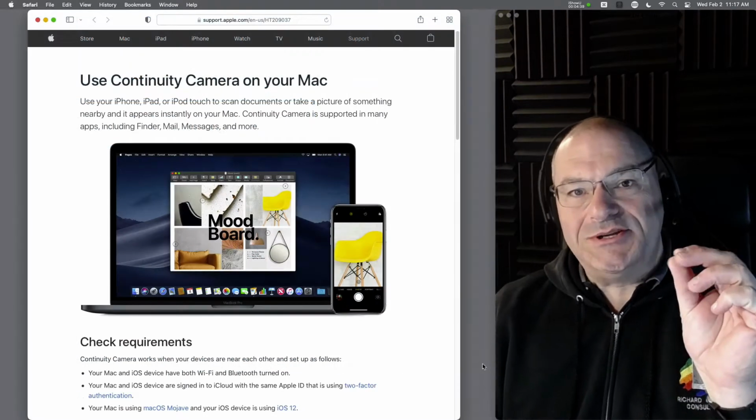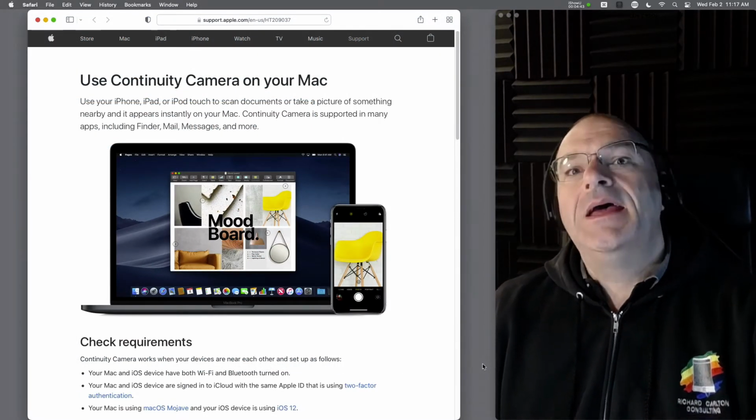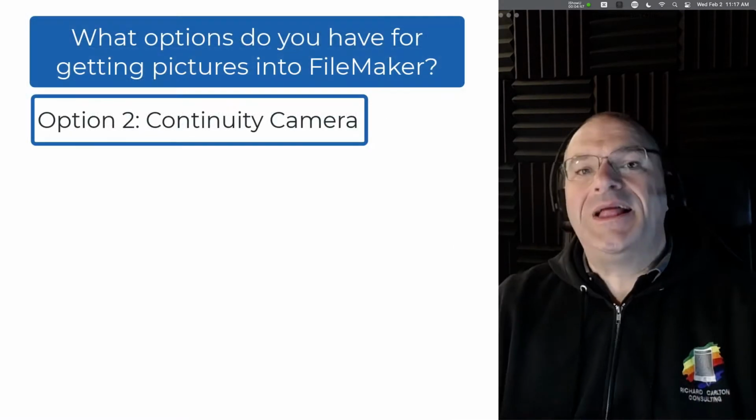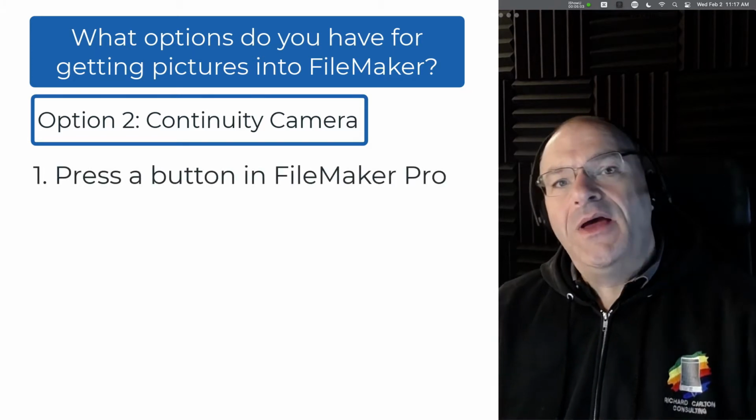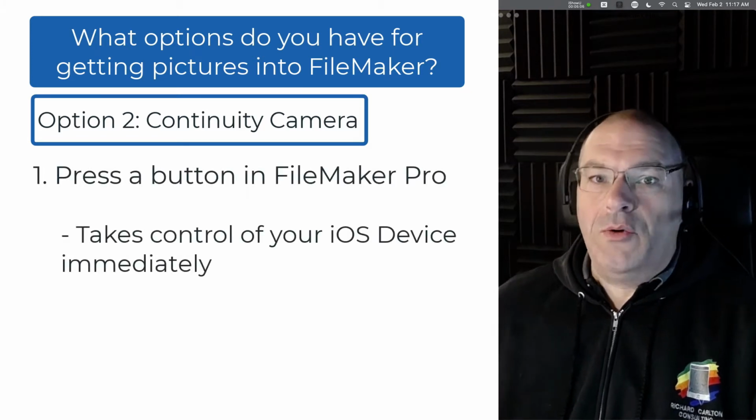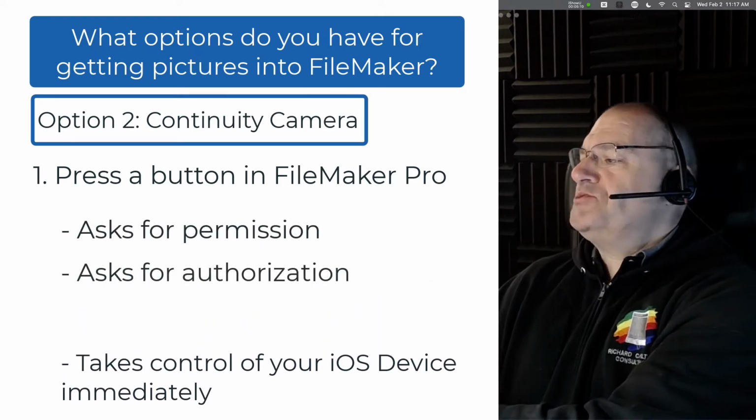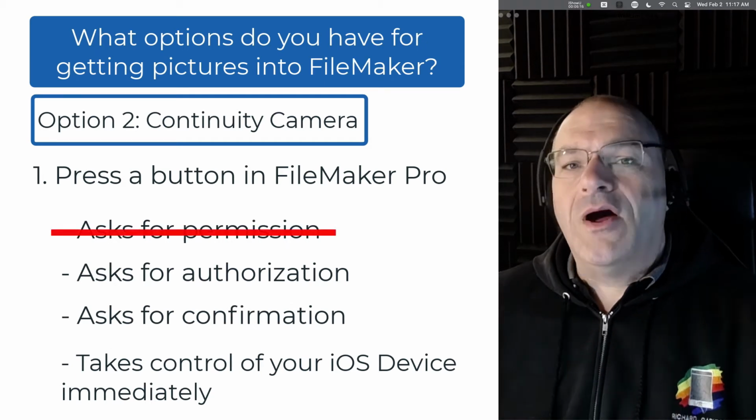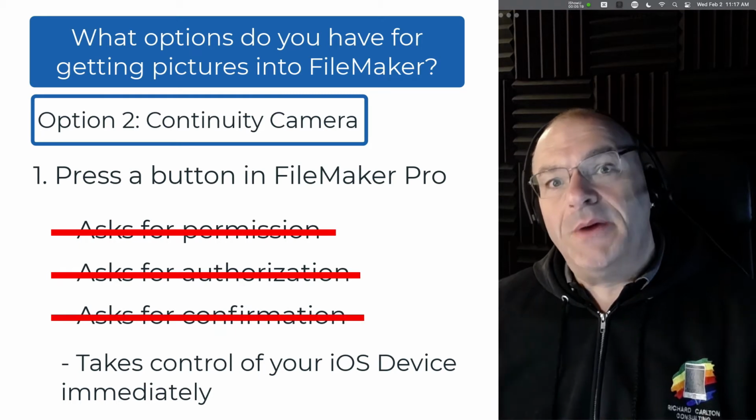However, in this situation, Continuity Camera is a piece of technology that slipped by me, and I saw it yesterday for the first time, and I went, oh my God, I have to have this. What it allows you to do is be in FileMaker Pro, press a button in FileMaker, and it takes control of your phone immediately. It doesn't ask, would you like permission? Would you like to authorize this person? Are you really sure you trust this person? All the gnarly security stuff is already handled in the background, so it's transparent.